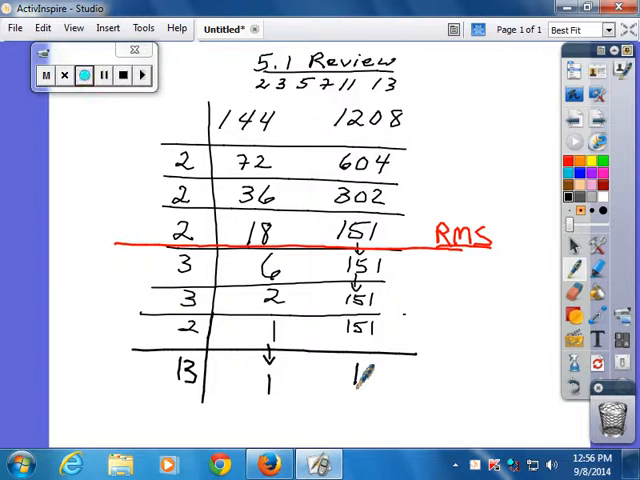Yeah, 13 will go in there 1 time. That'll leave what? 2. 21. 13 will not go into 21. So 13 won't go into it. What else? How are you getting, okay, I'm confused. When do you get to 13? Those are the good ones. When you divide it.